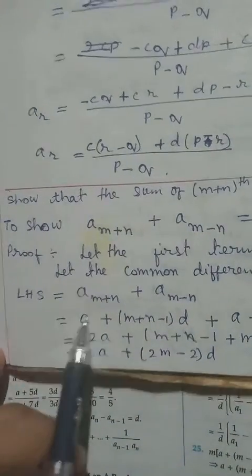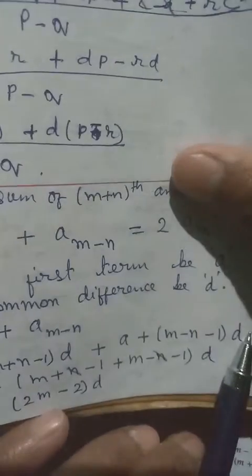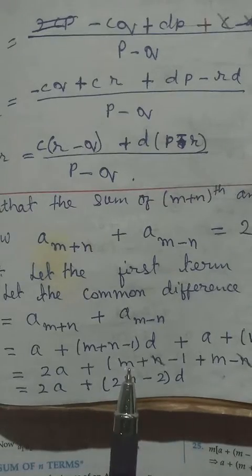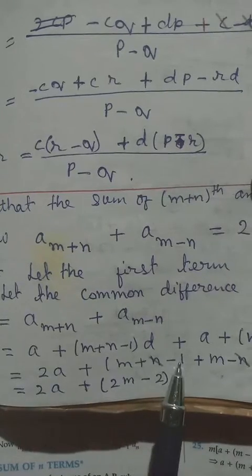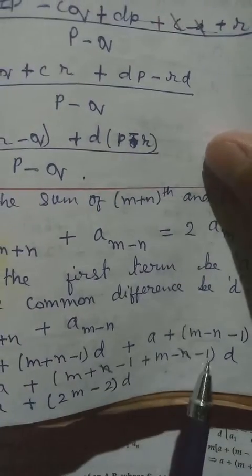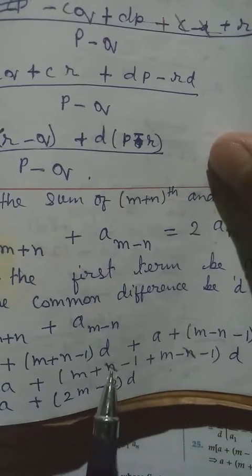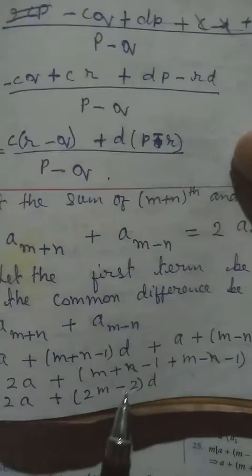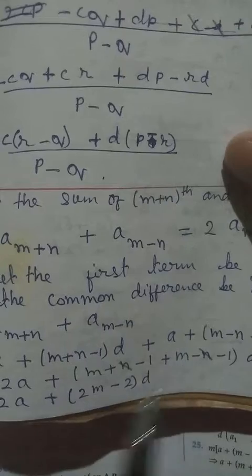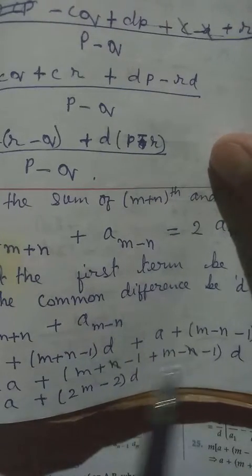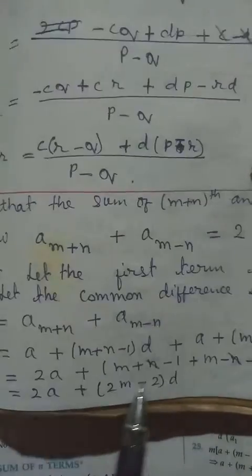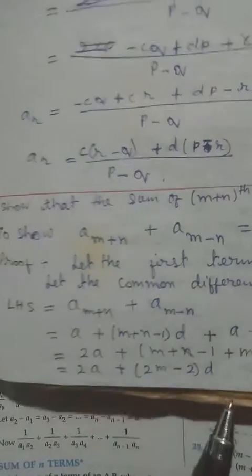Then a and a we can add, then d and d we can take common. So from this side we are left with (m plus n minus 1) plus (m minus n minus 1). Minus n plus n we can cancel, then m plus m we have 2m, then minus 1 minus 1 is minus 2, whole d.